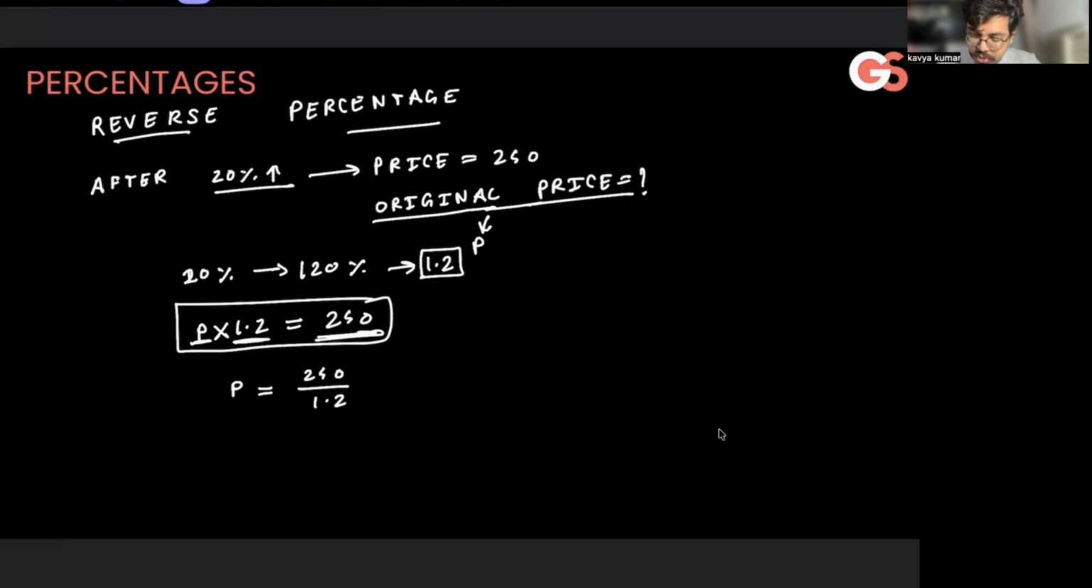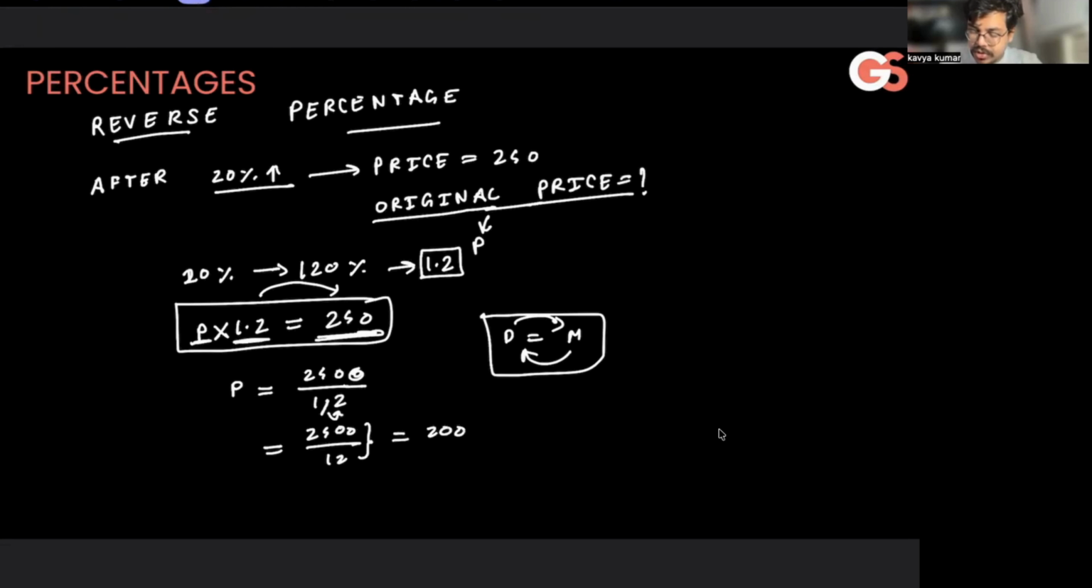जब भी मल्टीप्लिकेशन को दूसरे साइड लेके जाते हैं वो डिवीजन बन जाता है और डिवीजन को हम इक्वल टू के दूसरे साइड लेके जाते हैं तो वो मल्टीप्लिकेशन बन जाता है. दिस इज द बेसिक कॉन्सेप्ट. सो व्हाट विल बी द वैल्यू? दिस विल बिकम 2400 by 12. I've removed this decimal place and there's just one value. So 10 came here. This became 200. So the original price P was 200. This is how you can calculate reverse percentages.